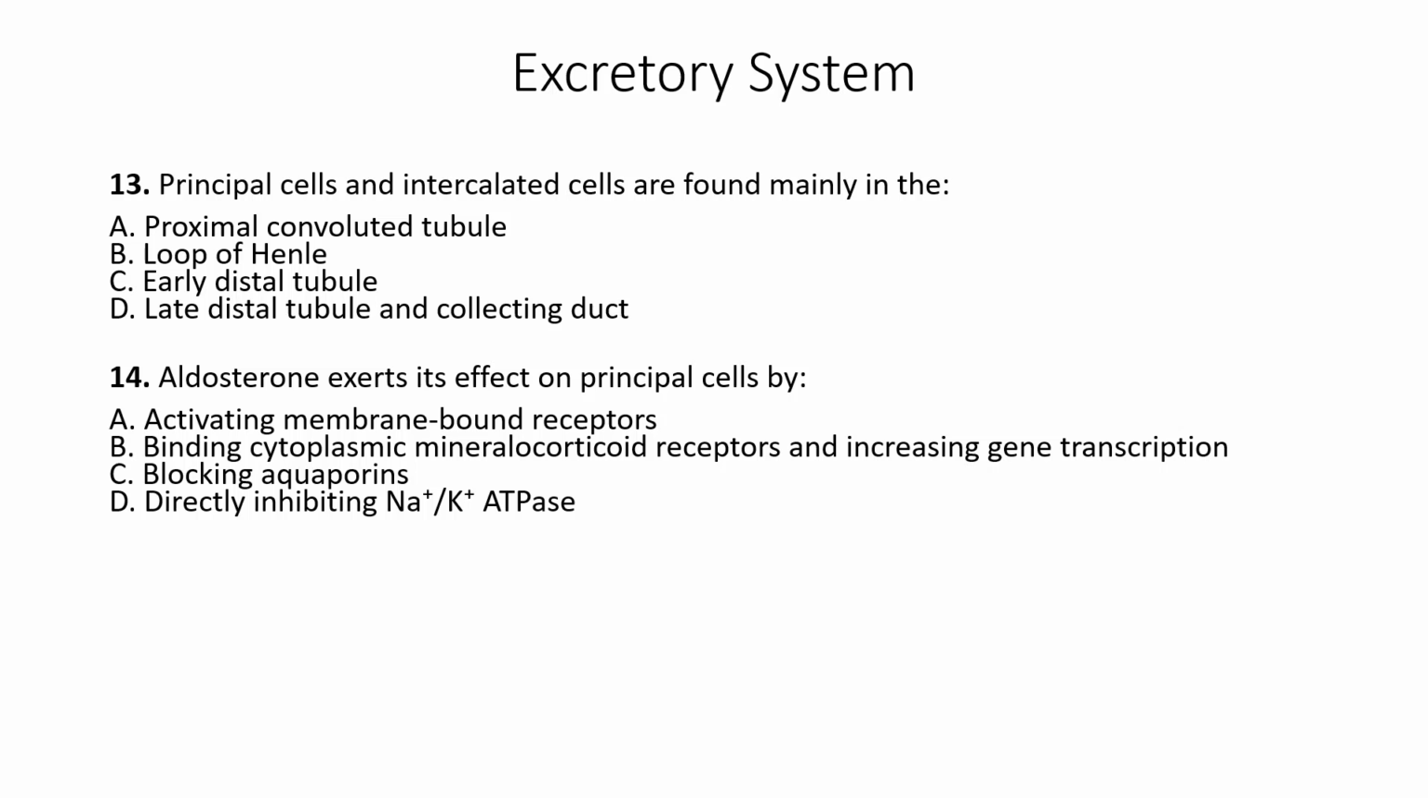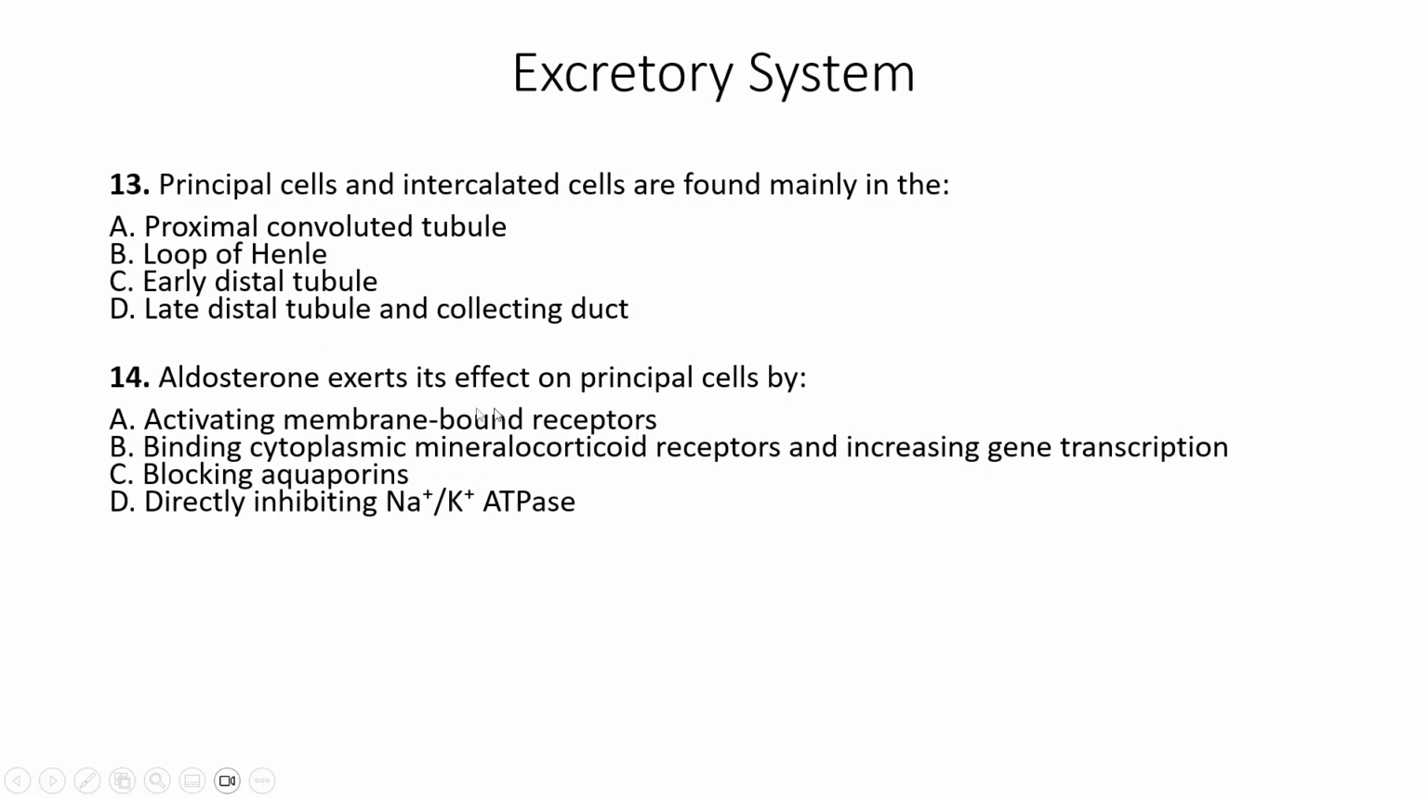I guess I'll just quickly cover it so that we can wrap up the class because it's getting a little late. So the right answer here is option B. It's binding these cytoplasmic mineralocorticoid receptors and then increasing gene transcription. So aldosterone enters the principal cells. You can see the sterone part in aldosterone, which tells you that it's a steroid. So it's a steroid hormone.